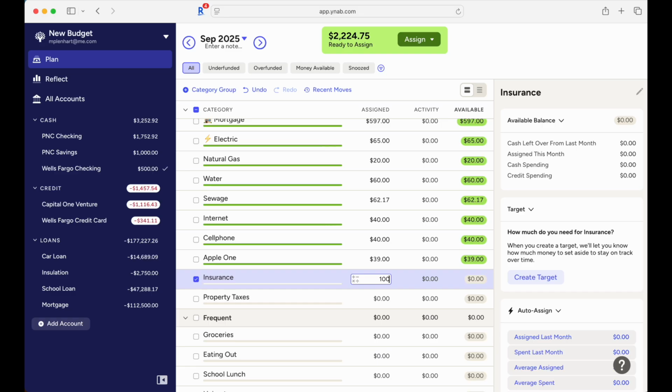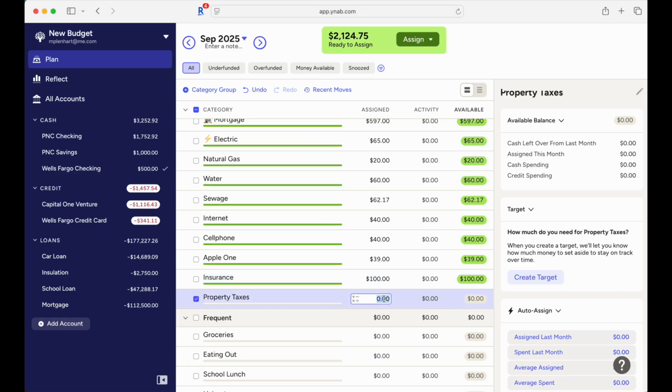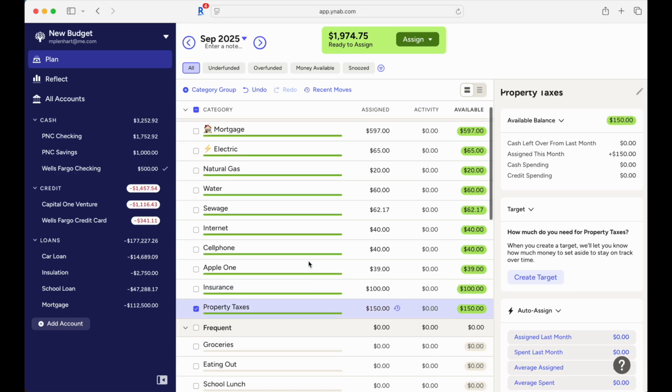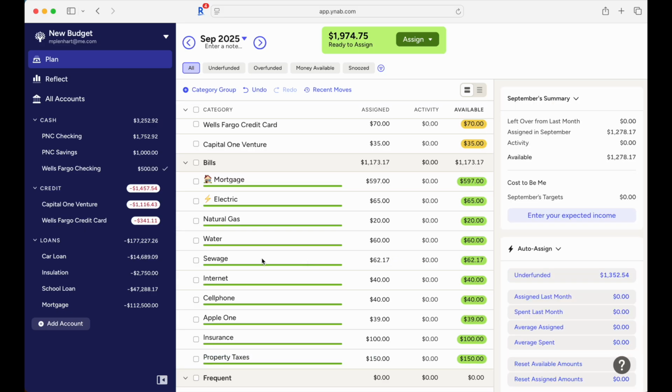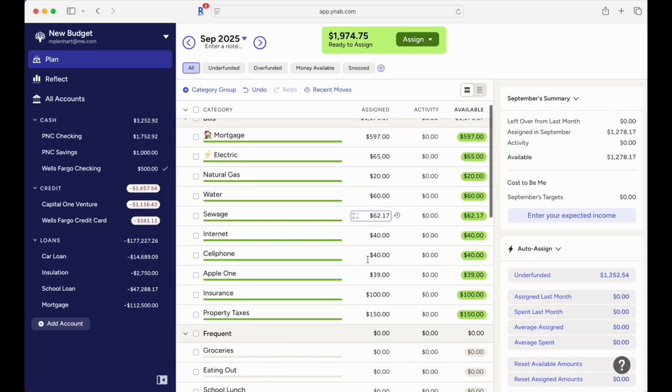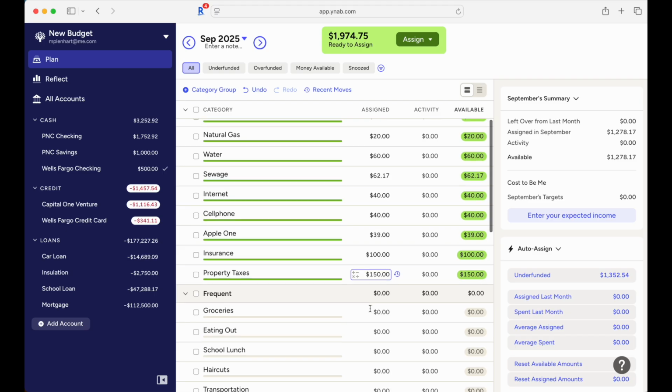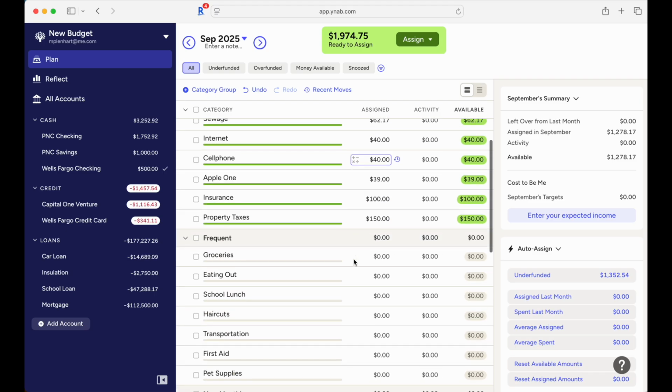Insurance, let's just say it's about 100, and property taxes are going to be about 150. Okay, so that covers some of the big hitters here. These are going to be our true obligations, like we literally can't get out of paying these. And so we have those ones covered, including our mortgage, which is probably our highest one.